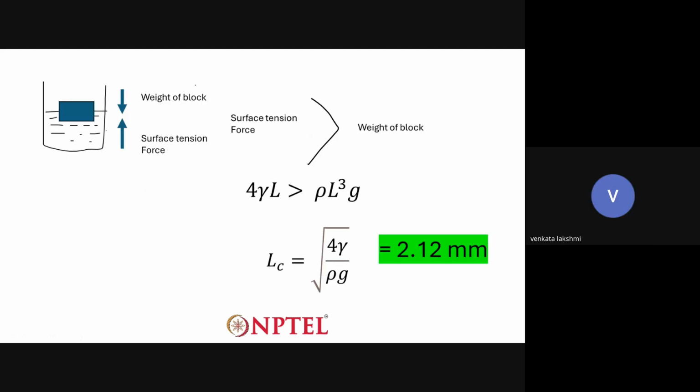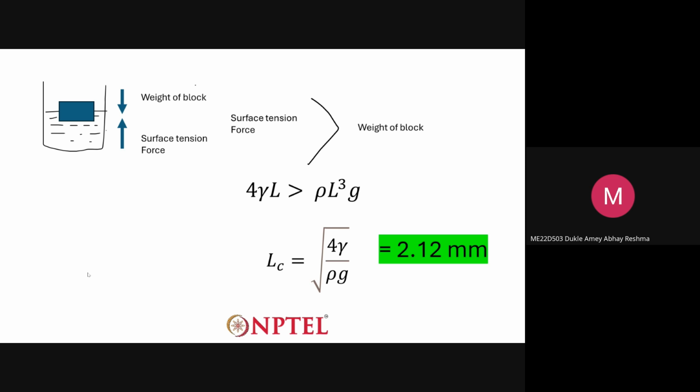Sir, how does 4 gamma L come for surface tension? That is the formula for surface tension, basically 4 gamma into L. Okay, sir. So that is the basic formula for the surface tension force. If you search on Google, you'll get it. So these are the formulas. Some formulas you need to remember basically.